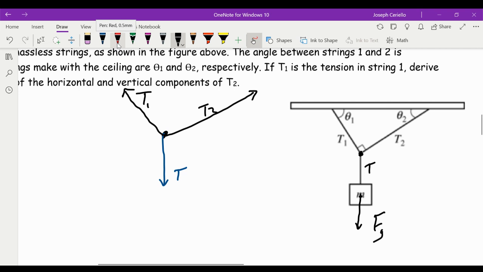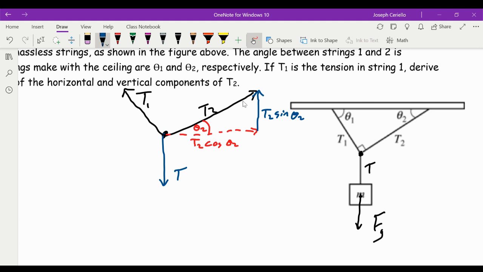But I'm going to break T2 into components really quickly. So T2 has a horizontal component. I will call it T2x. I'm going to make that dotted because, as I've said before, components aren't really supposed to go on free body diagrams, but I don't want to draw a second free body diagram right now. So this is going to be T2x. One thing I want to note is that this angle is equal to theta 2. So this is going to be T2 cosine of theta 2. The y component of T2 is going to be right here. That's going to be T2 sine theta 2.